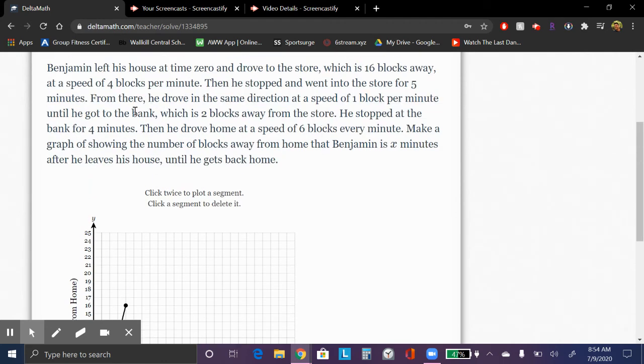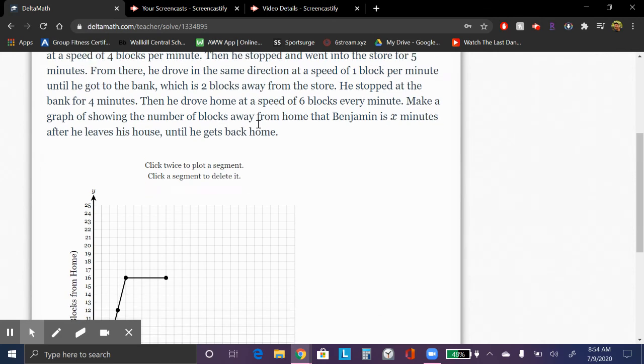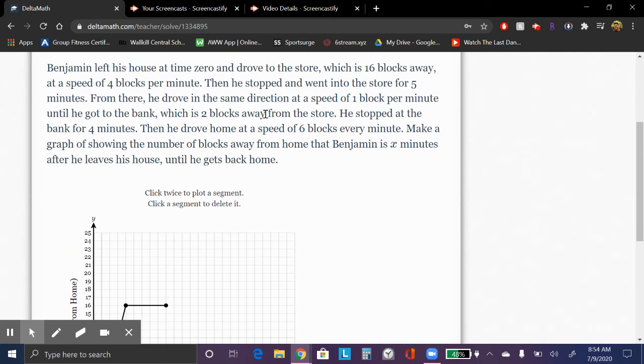All right. Then he stopped and went to the store for 5 minutes. 1, 2, 3, 4, 5. From there, he drove in the same direction at a speed of 1 block per minute until he got to the bank, which is 2 blocks away from the store. So 1 block per minute, and the bank is 2 blocks from the store. Then he stopped at the bank for 4 minutes. So he stopped here. 1, 2, 3, 4.